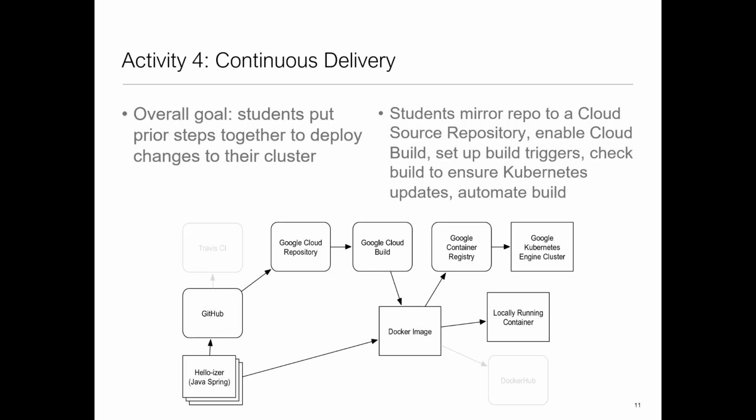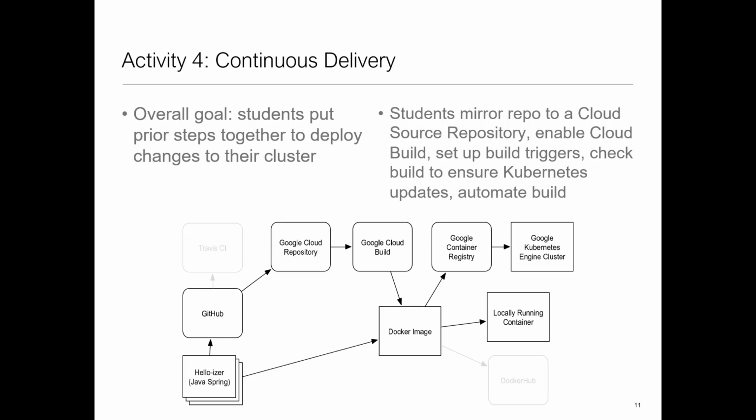The overall goal of this final activity is the students put the prior steps together to deploy changes to their cluster so that the changes are visible right away. And we call this continuous delivery because this is kind of the development side. We're not thinking about this being production where it would just automatically be visible to the world. So this is their development environment that they have set up, including cloud support for that, because that's their development target.